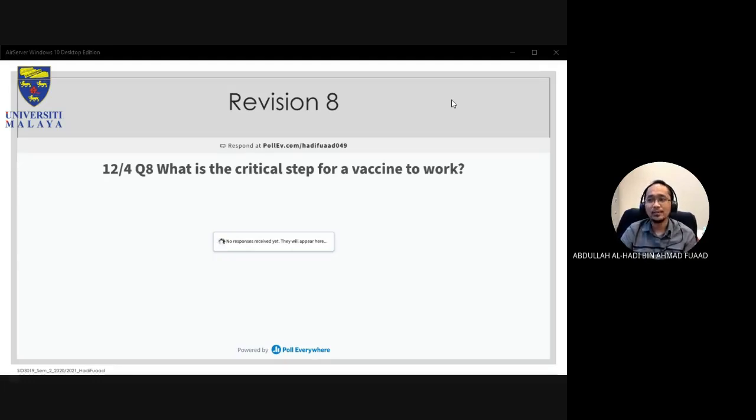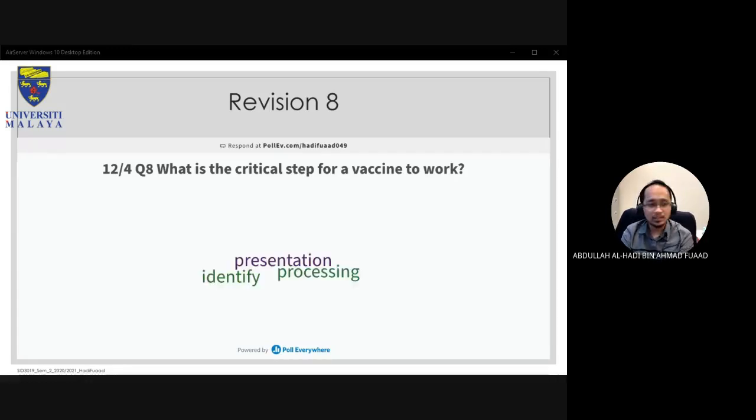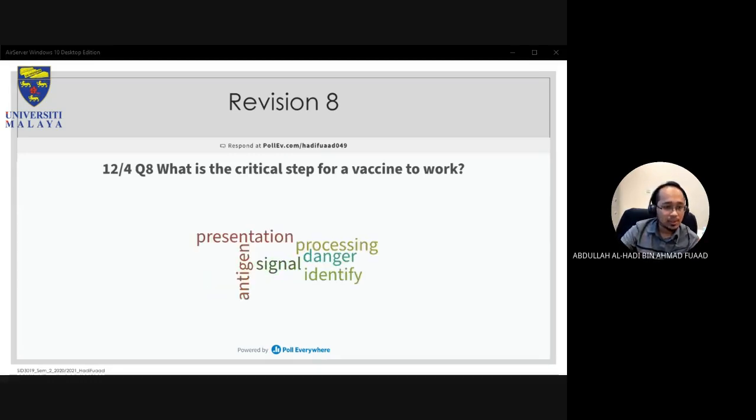What is the critical step for a vaccine to work? Okay, recall what is the function of a vaccine, how does it work, and what is the critical step of a vaccine for it to work. Without this step, vaccine will not work at all. Anyone? I'll give you guys another 30 seconds. Identity processing.